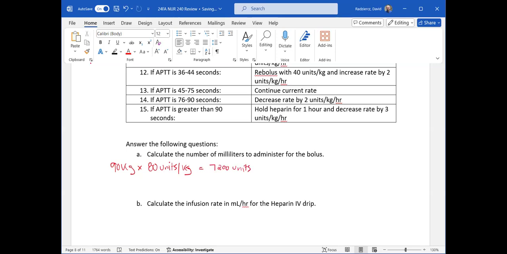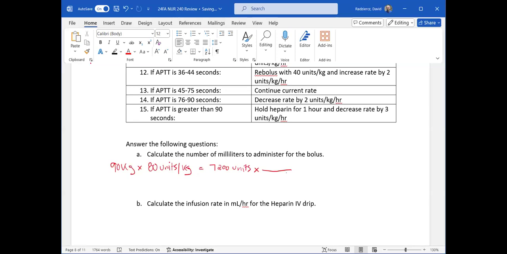Now I don't want units, I want milliliters. So I need to convert units to milliliters, and I do so by using the bolus dosage strength. You've probably noticed that the bolus dosage strength seems to be the same, and that's because this is the standard protocol. If you do a Google search for heparin protocol, you're going to see the bolus is 1,000 units per milliliter, and 25,000 units in 250 milliliters half normal saline. It seems to be the constant.